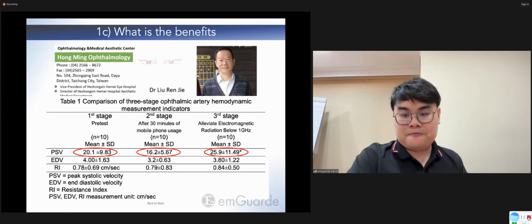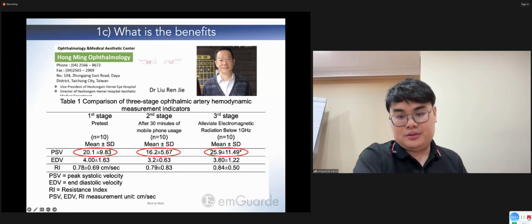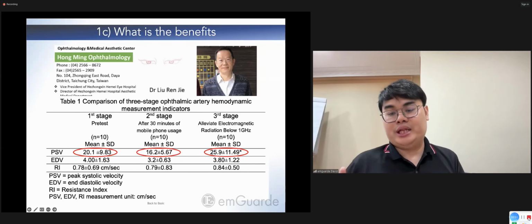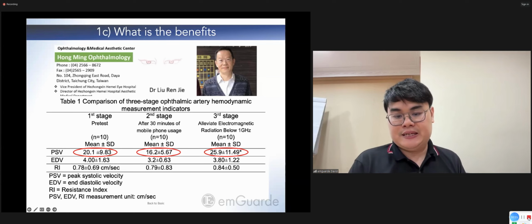All right, now take a look at the next one. Third stage. When he turned on the elevated electromagnetic radiation below 1 G. So this is actually the emGuarde technology. When he turned that on, he did another test on all the subjects and look at the PSV value. From 16.2, it shows up to 25.9 on average.